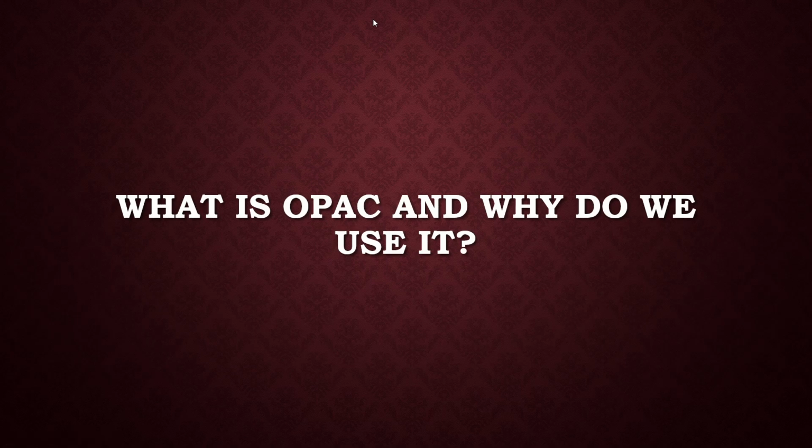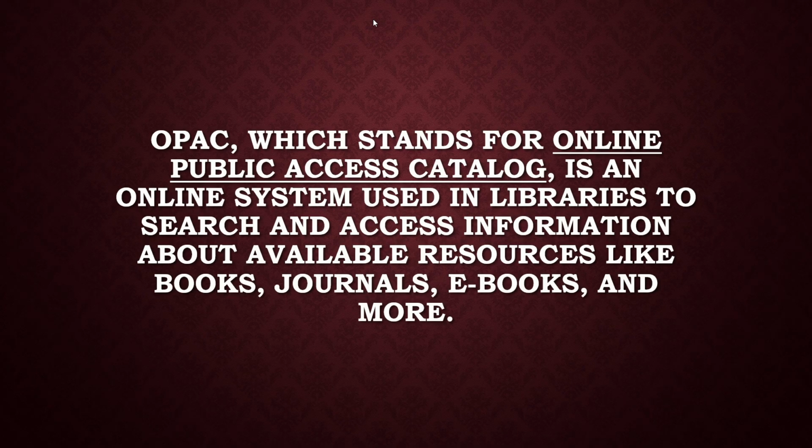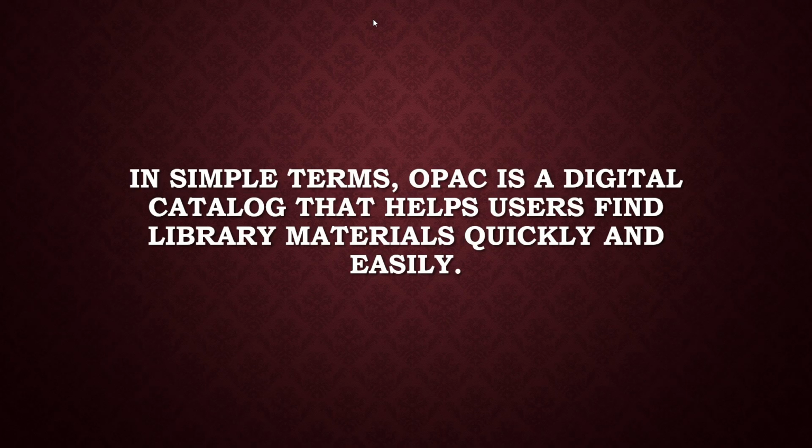What is OPAC and why do we use it? OPAC, which stands for Online Public Access Catalogue, is an online system used in libraries to search and access information about available resources like books, journals, ebooks, and more. In simple terms, OPAC is a digital catalog that helps users find library materials quickly and easily.